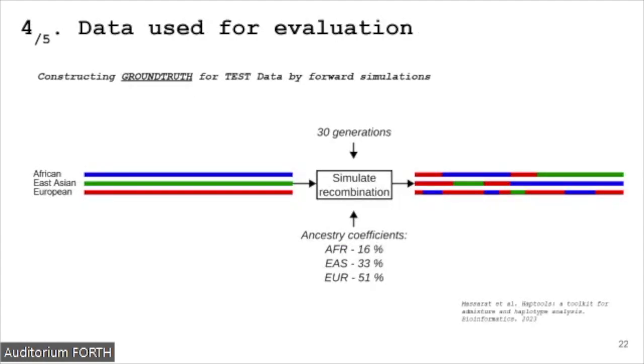So in particular, for the first test set, we constructed a ground truth by using the AppTools algorithm. It's going to take as input these haplotypes from the source populations, and also a set of parameters like the ancestry coefficients, which correspond to the proportion of ancestry that we want along the output haplotype. And it also takes as input the number of generations for which the simulations are going to take place. So at the end, we exactly know the ancestry for each position.